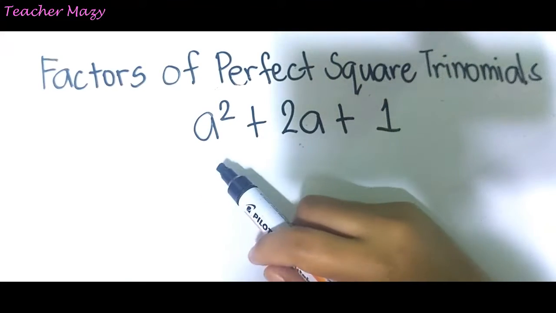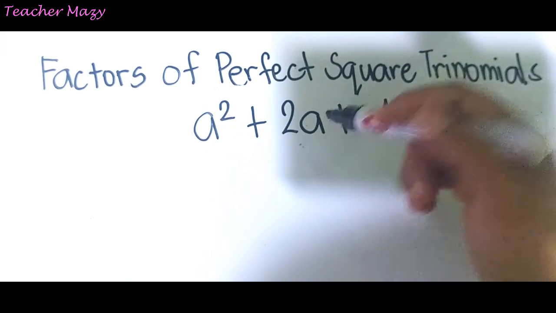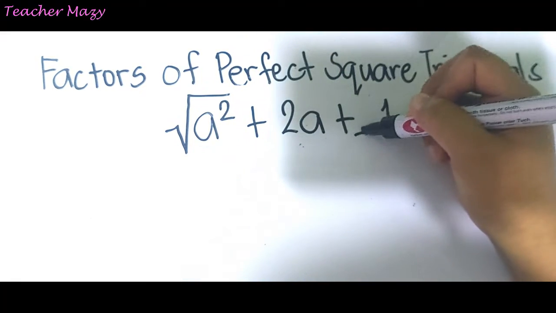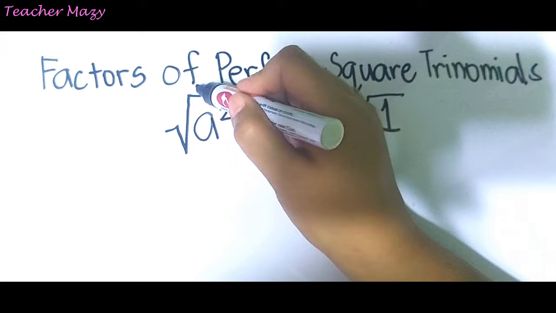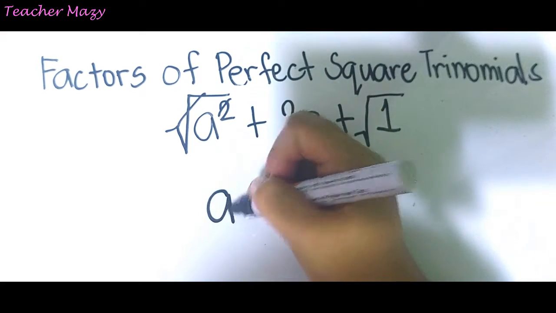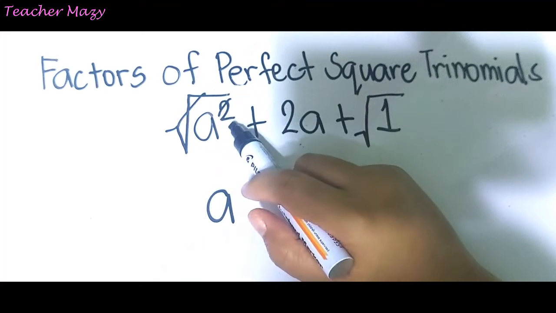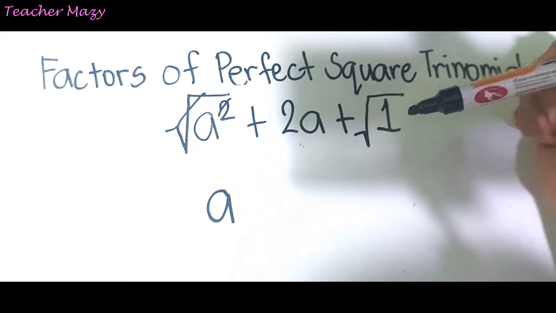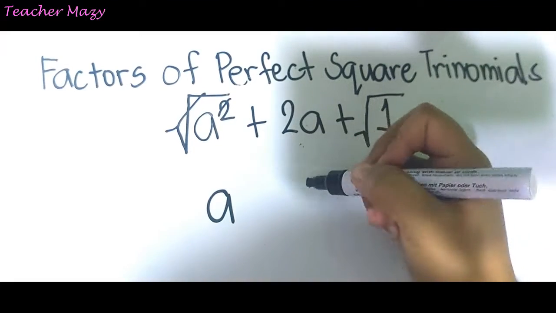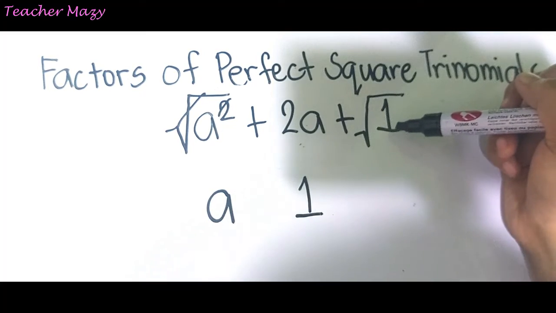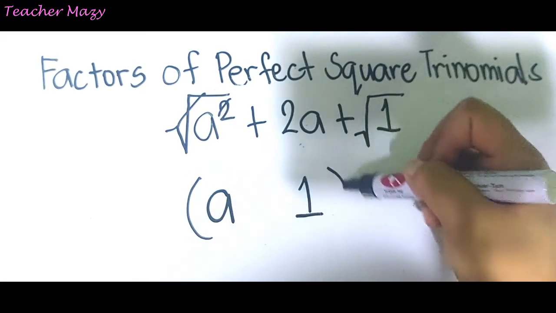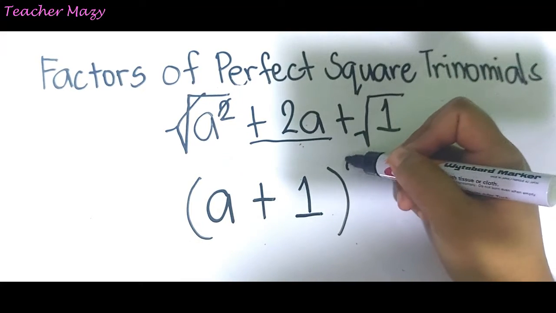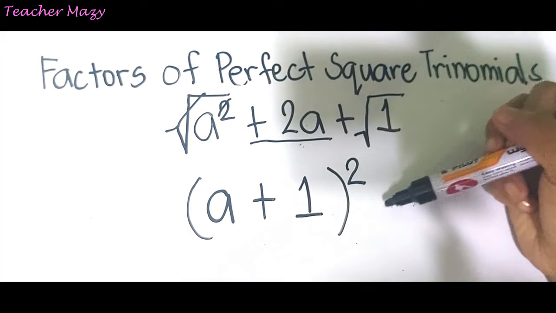Let's have another example. We have a squared plus 2a plus 1. Again, first step, let's get the square root of the first and last terms. The square root of a squared is a. If the exponent is 2 and we need to get the square root, we just cancel it. The square root of 1 is also 1, and 1 times 1 is 1. Then we use the sign of our middle term, which is addition, and raise the binomial to the second power. And that's it. This is the answer.